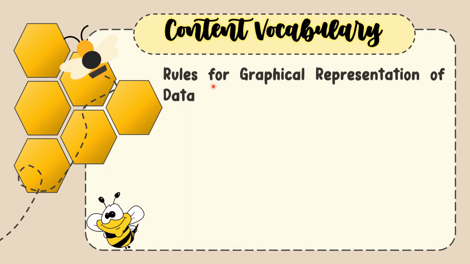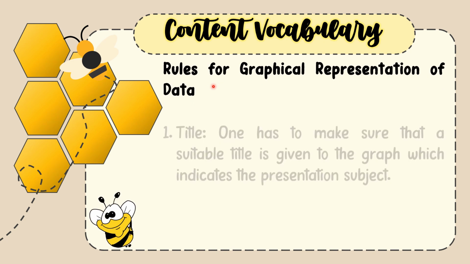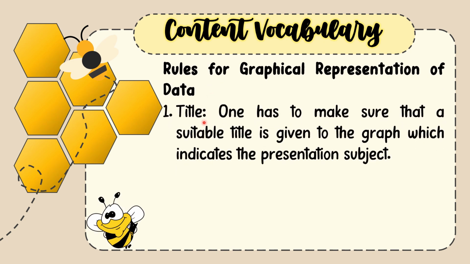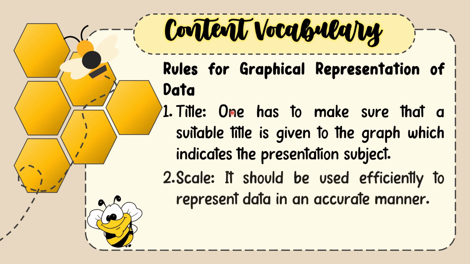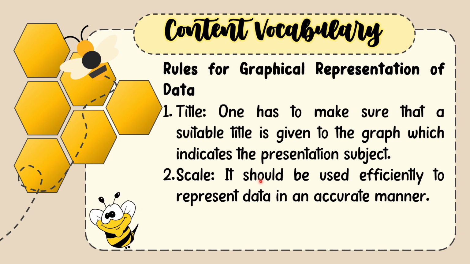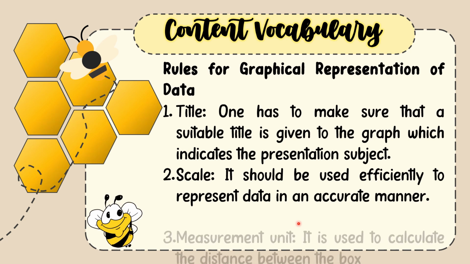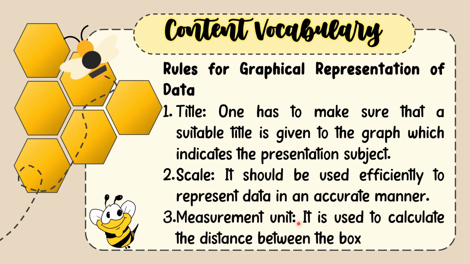Now let's have the rules for graphical representation of data. The first one is the title. One has to make sure that a suitable title is given to the graph, which indicates the presentation subject. The second one is what we call the scale. It should be used efficiently to represent data in an accurate manner. The third one is the measurement unit. It is used to calculate the distance between the boxes or each point or each bar.